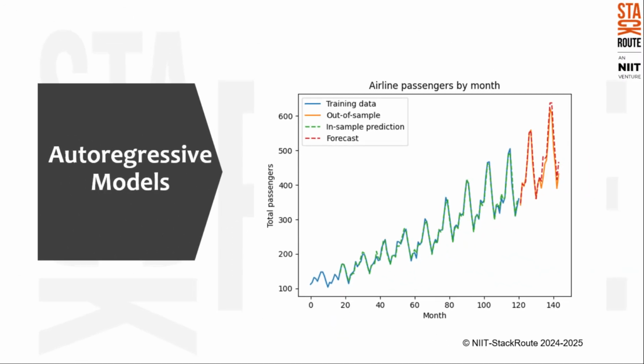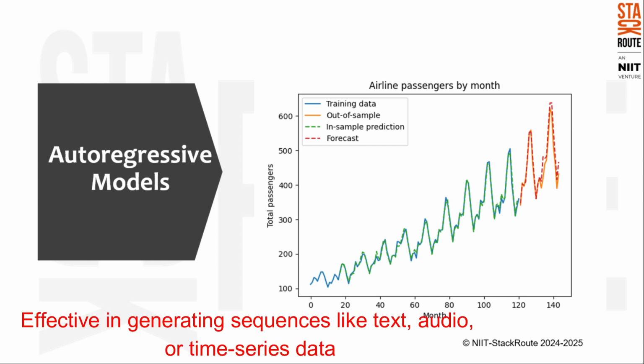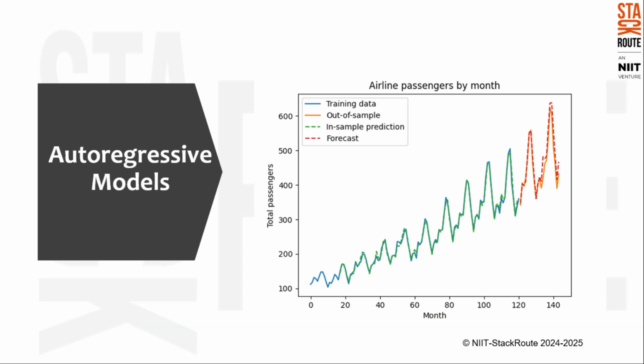Moving on to autoregressive models, like GPT-3. These models generate data by predicting the next value in a sequence based on previous values. They're particularly effective in generating sequences like text, audio, or time series data. For example, GPT-3 generates text by predicting the next word in a sentence based on the preceding words.